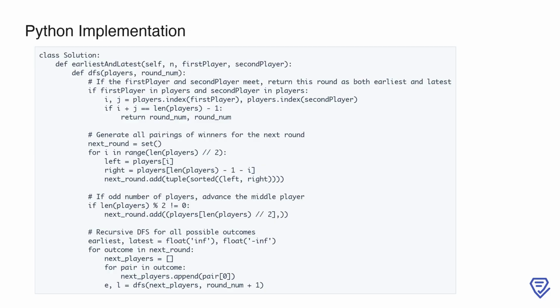Now, to explore these outcomes, we initialize two variables, earliest and latest, to store the smallest and largest round numbers, respectively. For each outcome and next_round, we prepare a new list of players for the next DFS call by taking the first player from each pair. This recursive approach ensures we explore every possible path forward.